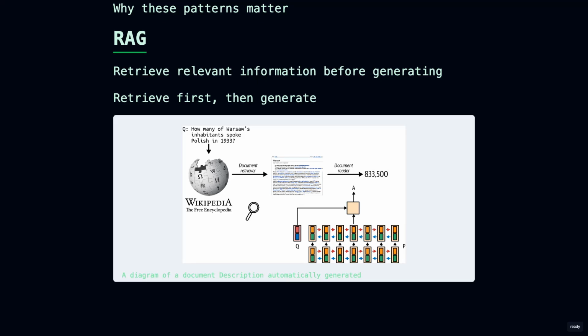Notice the pipeline in the diagram. A query goes in, relevant documents come back, and those documents become the input for generation. That handoff from retrieval to reading is the core idea behind RAG.